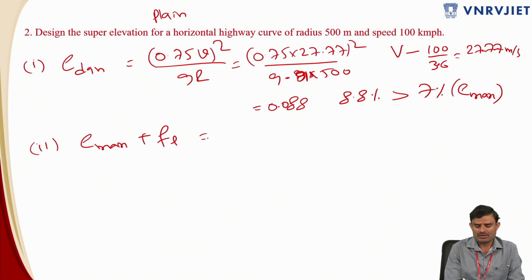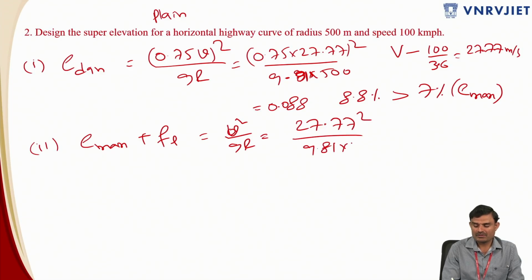E maximum plus FL is equal to, here again you need not take the value of 75% speed. You have to take the design speed, which is nothing but V square by GR. So again V is nothing but 27.77 whole square divided by 9.81 into 500, the radius. So therefore you are going to get the value of FL, which is nothing but 0.087. That is the second step.